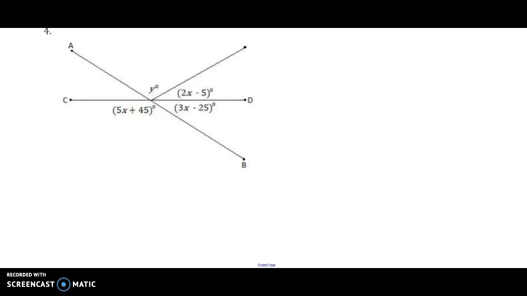This is Unit 2, Practice 1, number 4. So the instructions above say to find the measure of angle x and angle y. Here we don't have an angle x. X is just a value of these angles. We'll find all of them.